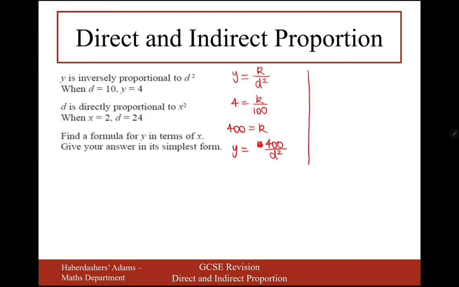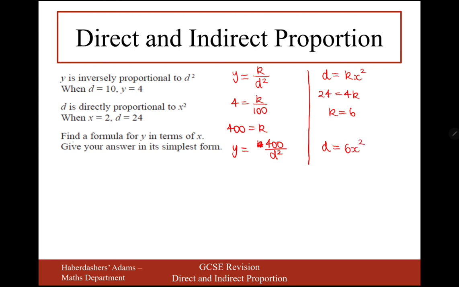Let's work on the second formula now. D is directly proportional to x squared, so no fraction there. And it doesn't particularly matter that I'm using the same letter here, k. You could use a different letter if you wanted to, but I don't think it affects the question here. When x is 2, d is 24. So 24 equals 2 squared is 4, so 4k. So therefore k is 6. So therefore the formula here is d equals 6x squared.